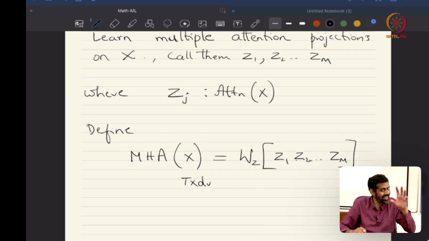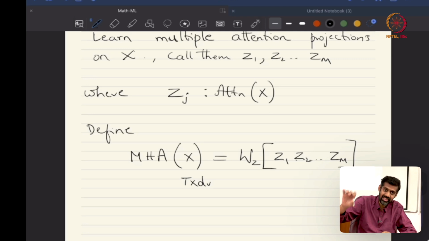You see the entire thing as a sequence of length T with dV dimensional vectors, getting back another sequence of length T with dV dimensions. That's it. You will have to adjust the dimension of Wz such that all these concatenations get you to T cross dV. That's it. Wz is also learnable.